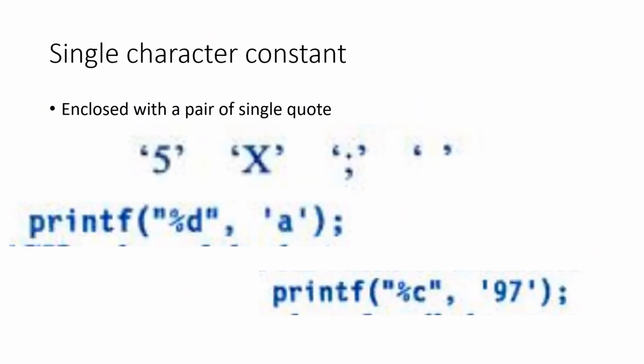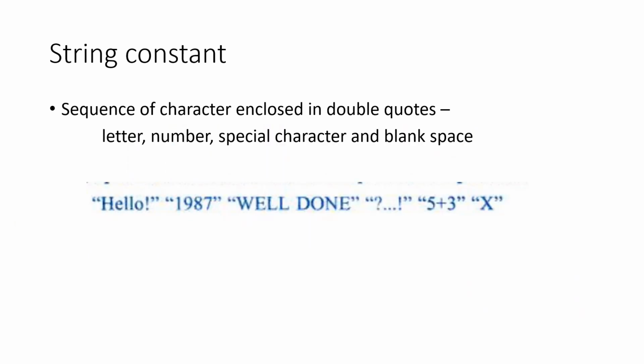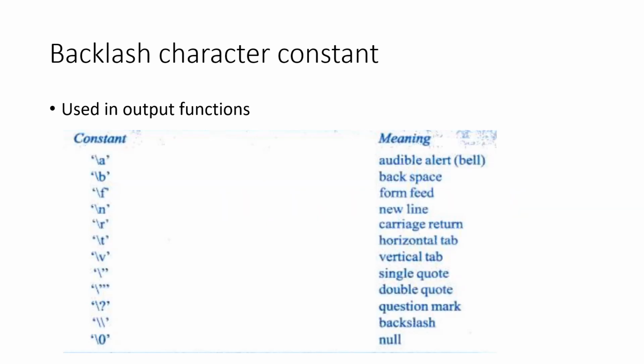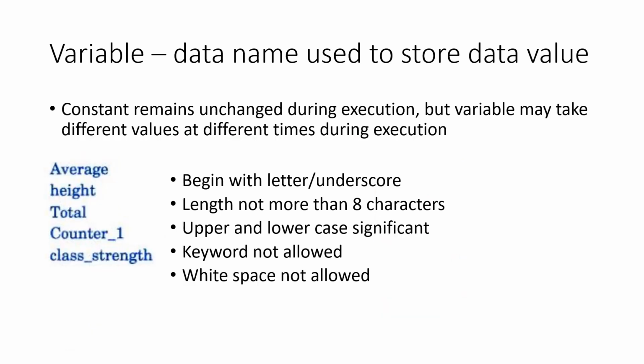Coming to the single character constant, it is enclosed within a pair of single quotes, and if it is a string constant, double quotes are used. And even we do have the backslash character constant. The most commonly used backslash character constant is \n. It is for new line.